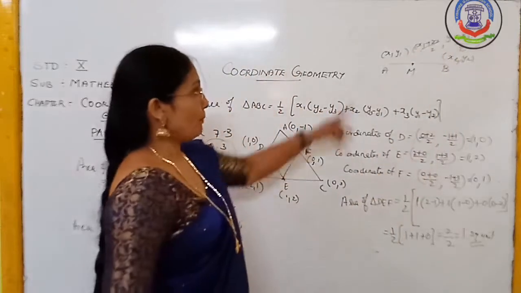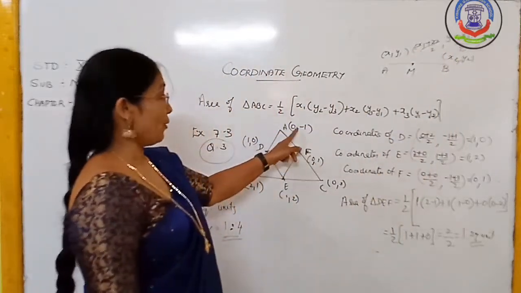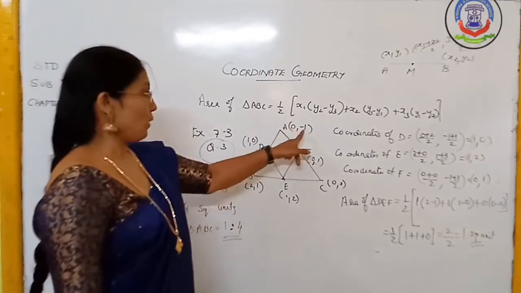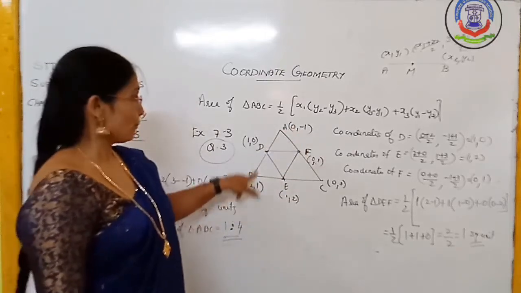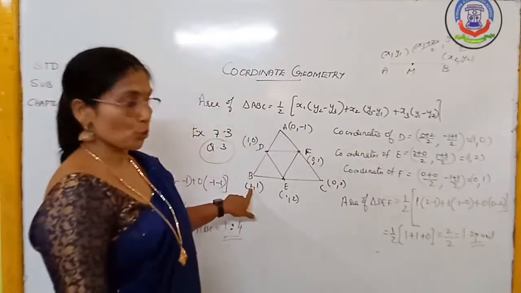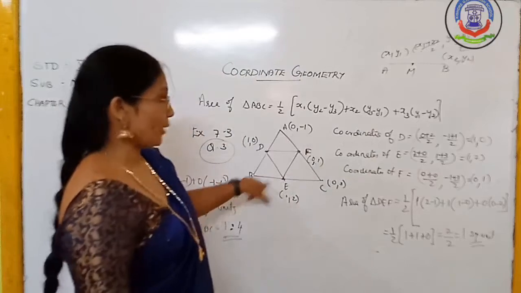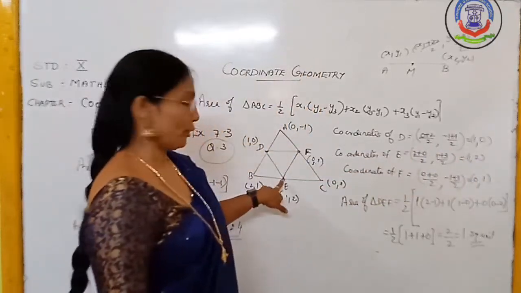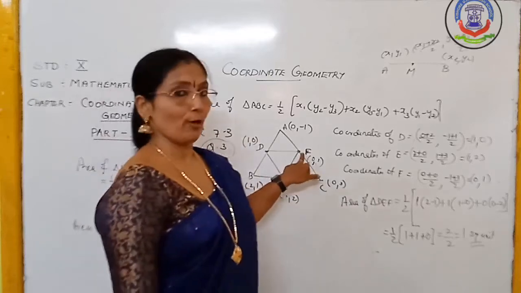That means for the midpoint we just add the x coordinates of the endpoints and divide by 2, and the y coordinates also we add and divide by 2. So I found the coordinates of D as (0 plus 2)/2 and (minus 1 plus 1)/2. That way I got (1, 0). Similarly I can find the coordinates of E as well as the coordinates of F.